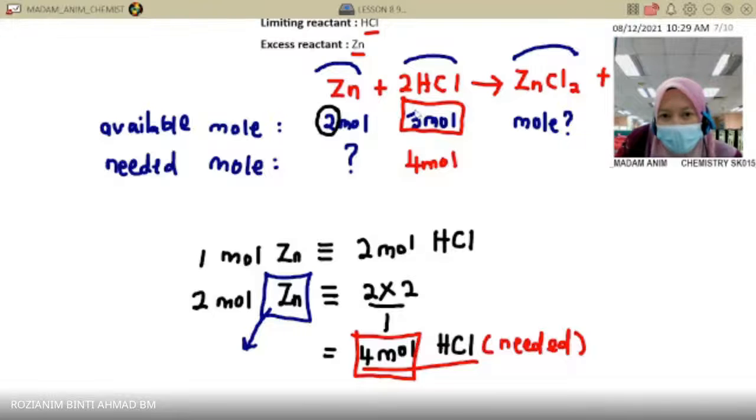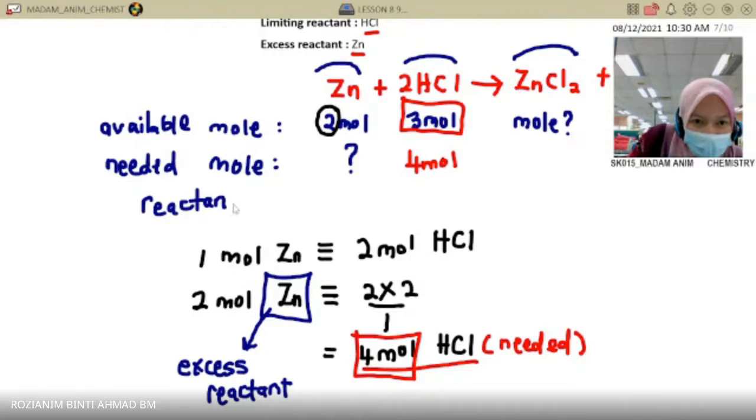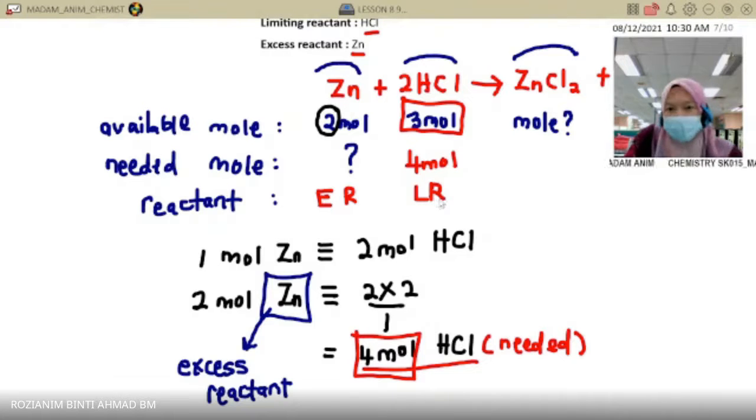Macam mana kita tahu besar kecil? Membesarkan. Ya, membesarkan sebab ini 3 reference kita. So dengan maklumat zinc, kita dapat 4. So nilai dia lebih besar dari sedia ada. Bermaksud zinc inilah kita boleh clarify dia adalah excess reactant. Boleh ikut? So as a conclusion, kita boleh trace jenis reactant. So daripada comparison, kita boleh jumpa zinc adalah excess reactant while hydrochloric acid akan jadi limiting reactant.